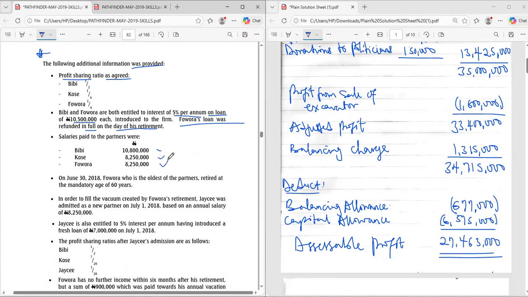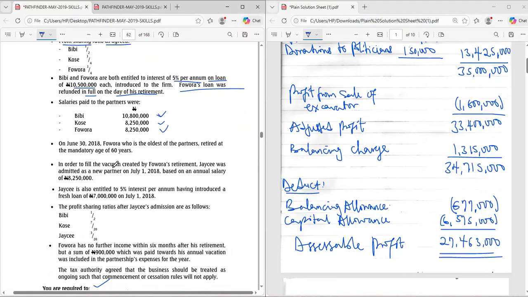Each partner is collecting salaries. Look at it. All these things have already been adjusted for in the net profit. You understand? They have adjusted it for the net profits already. That's why we did not take it to the net profit again. So the salaries paid to the partners, these are the salaries.